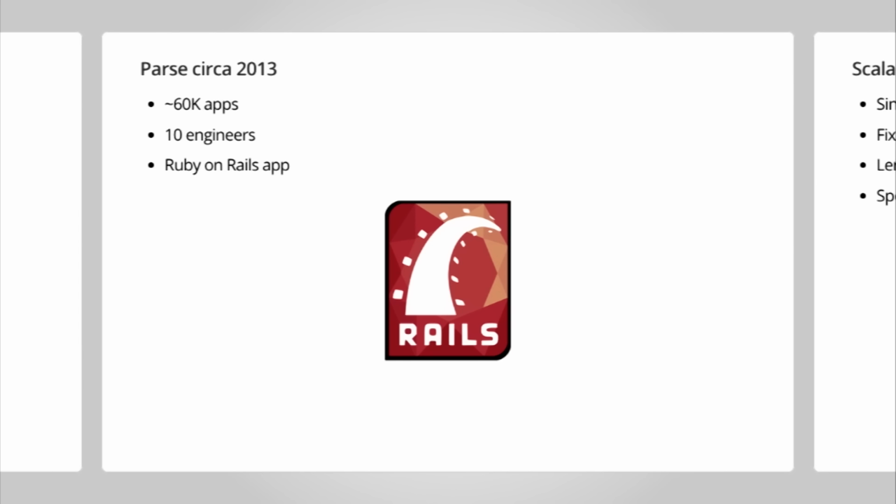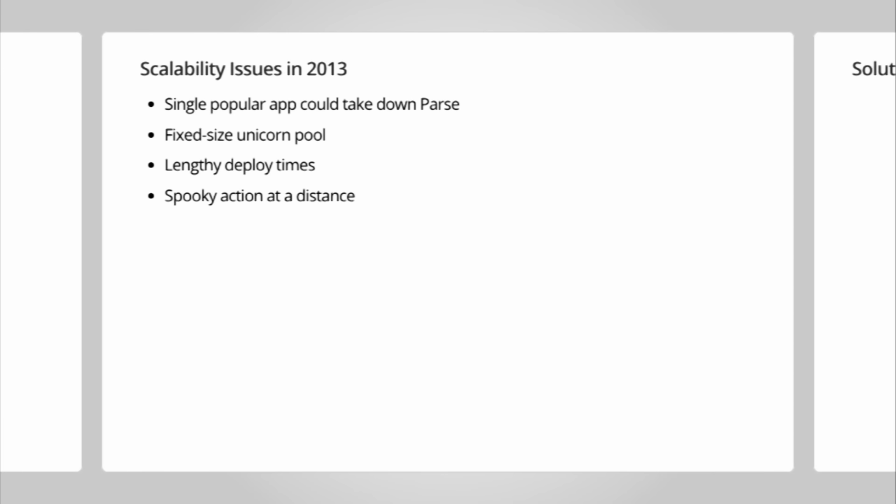So how did the Parse stack look in 2013? It was primarily a Ruby on Rails app, 10 engineers working on it. We had around 60,000 apps using us, but we were starting to have problems. Our biggest problem was a single popular app could take us down. This happened once, actually. I think a Japanese app got really popular on some TV show, and they were like voting on it, and Parse was starting to page.